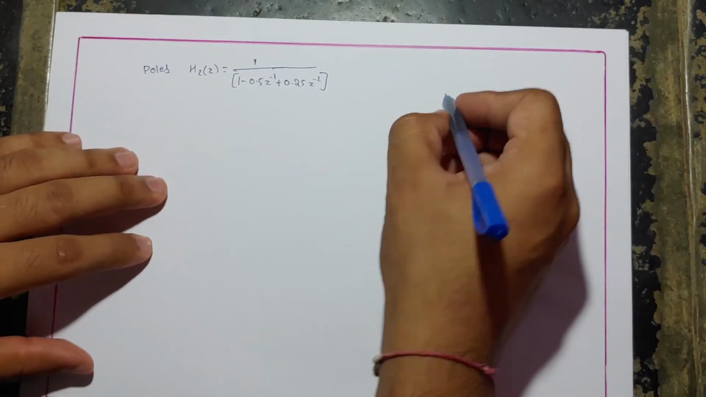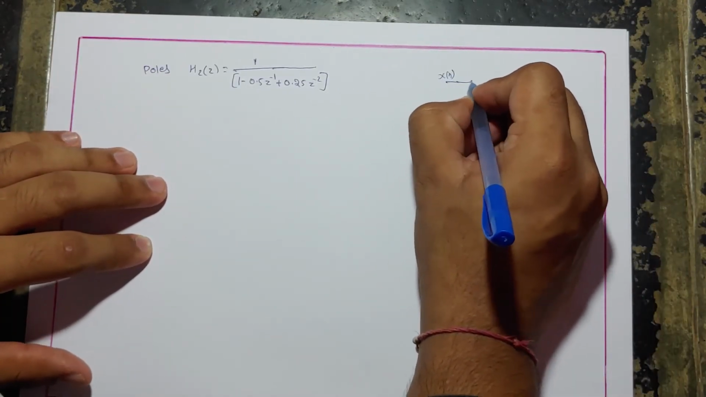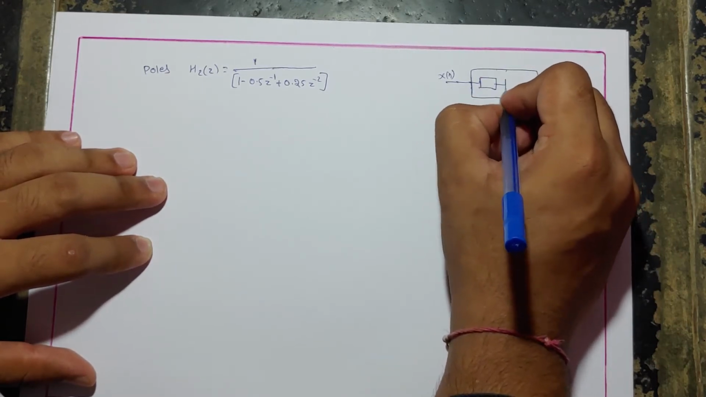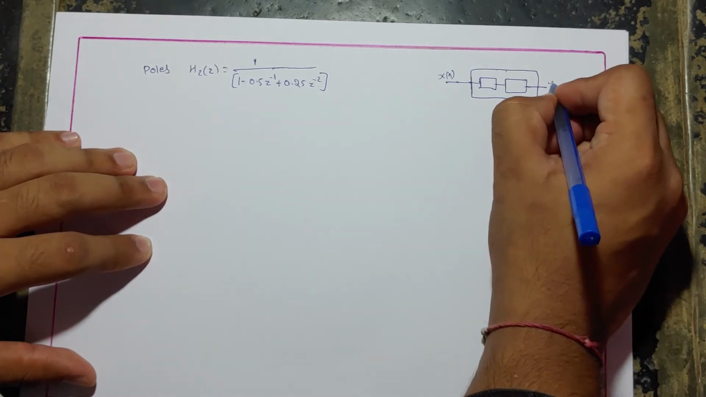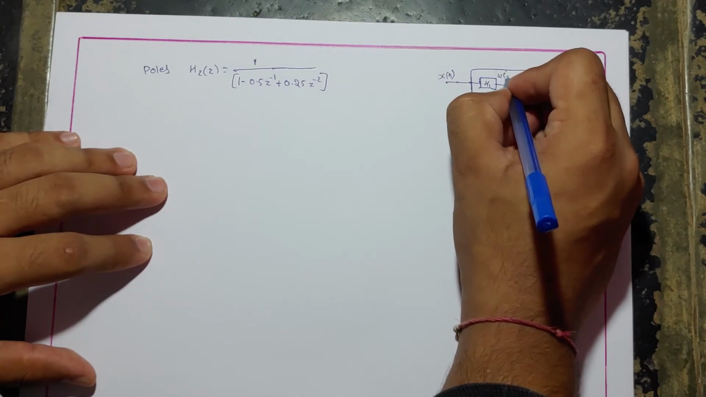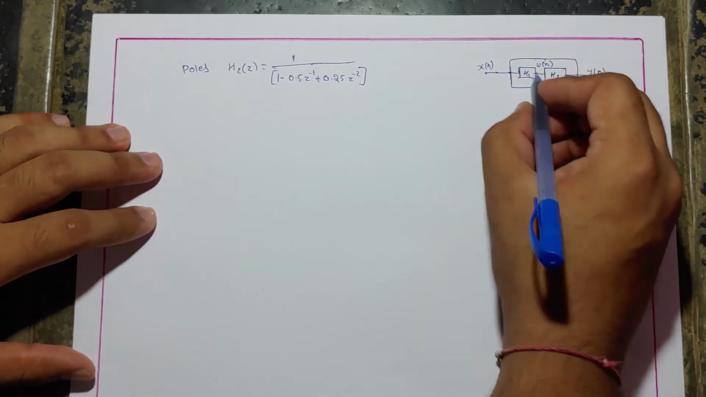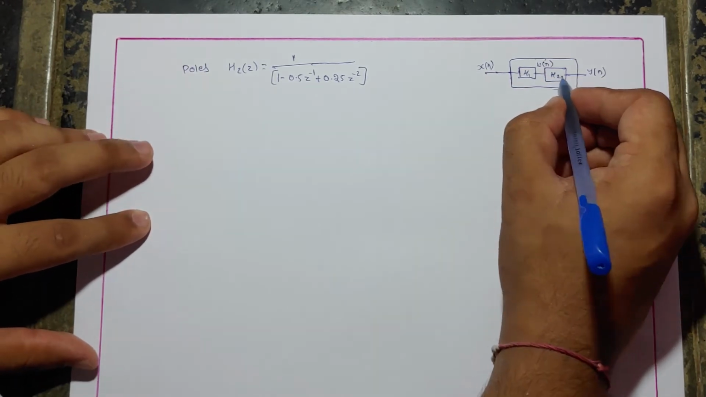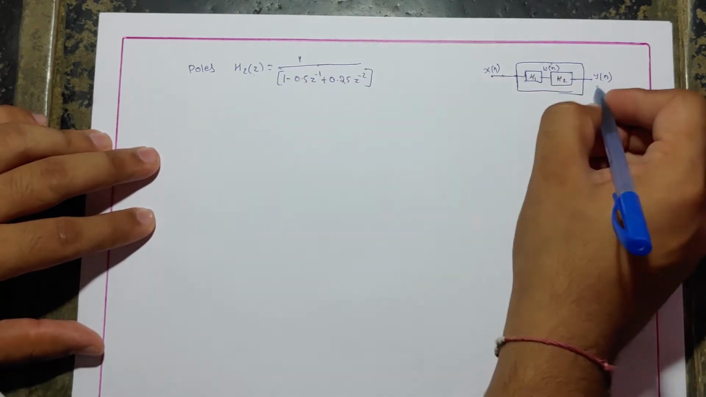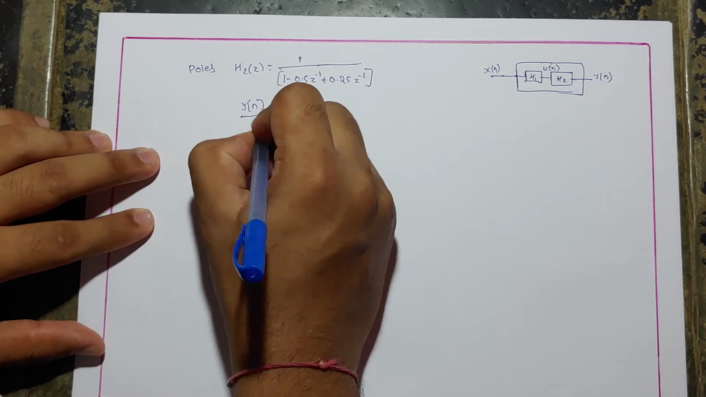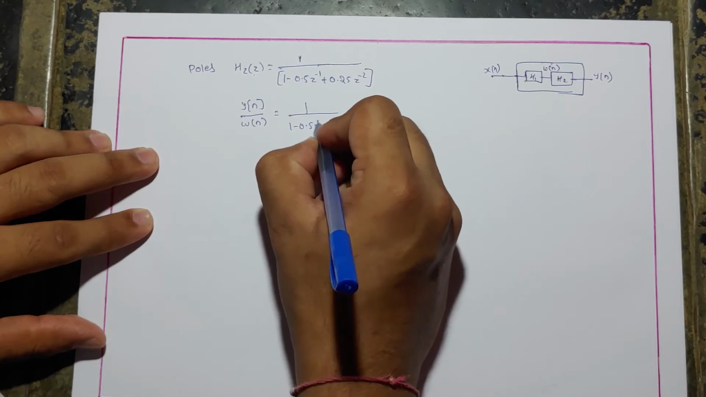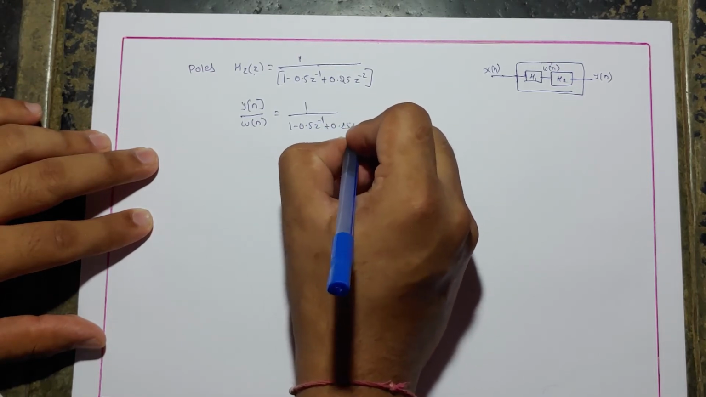As this was out, let us draw the system first. X of n goes into the total system with the subsystems h1 and h2, with the output y of n. The output of h1 is w of n, that is, w of n is the input for the h2 function. So as h2 of z is the transfer function, output by input, the output is y of n. Y of n by the input w of n is equal to 1 by 1 minus 0.5 times z power minus 1 plus 0.25 times z power minus 2.